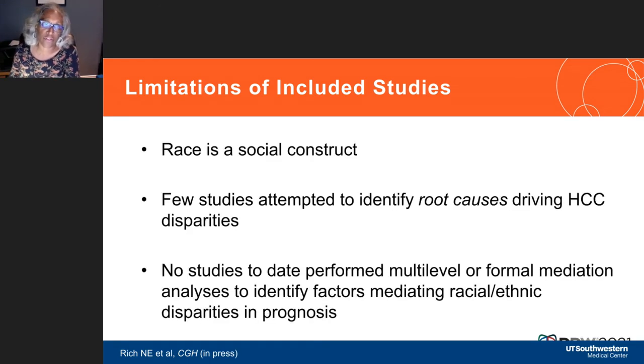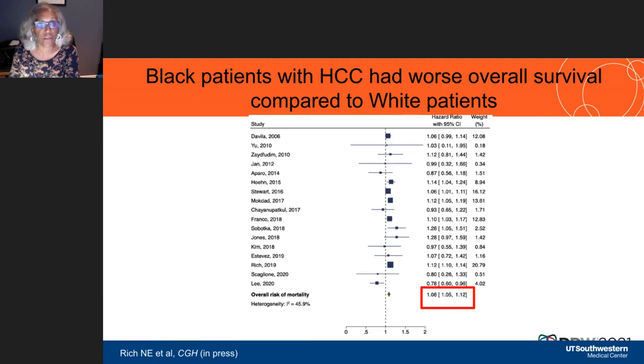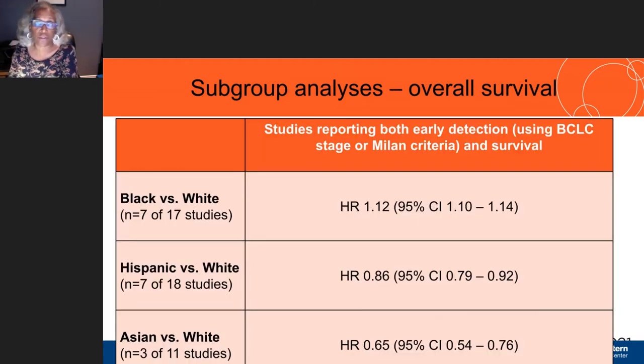Since race is a social construct, few studies attempted to identify root causes driving HCC disparities, and no studies to date performed multi-level or formal mediation analyses to identify factors mediating racial and ethnic disparities in prognosis. The major finding was that Black patients with HCC had a worse overall survival compared to white patients. The subgroup analyses for overall survival in Black versus white in 7 out of 17 studies showed an odds ratio of 1.12. However, the odds ratios for Hispanic versus white and Asian versus white were less than 1.